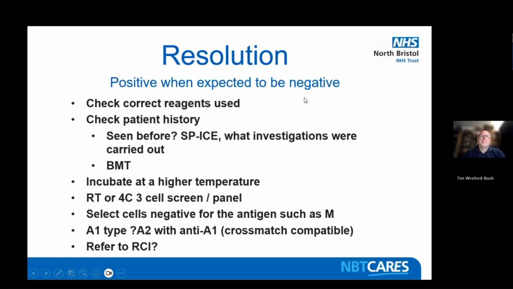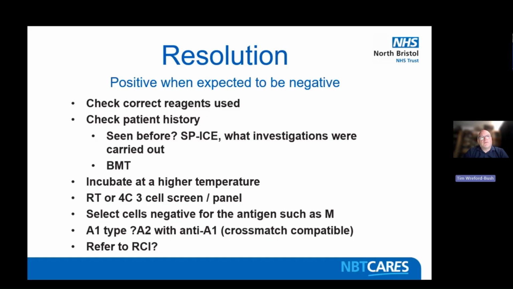So how do we get around this? Again, we check correct reagents used, check patient history as we're talking about. You can check SPICE as well. Hopefully everyone knows about SPICE. It's NHSBT's, RCI's record of all the patients that may have been seen. The trust has to send a data sharing agreement to allow that to be shared. And if the trust hasn't done that, you can still see reports there, you just can't see those reports. At least you can ring up RCI and ask them about it, and they're happy to tell you what they may have found.